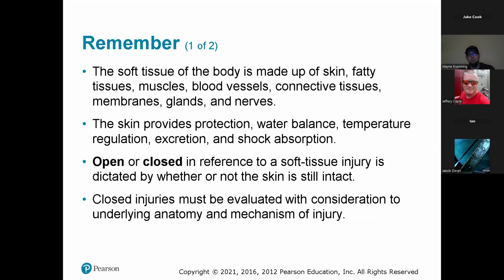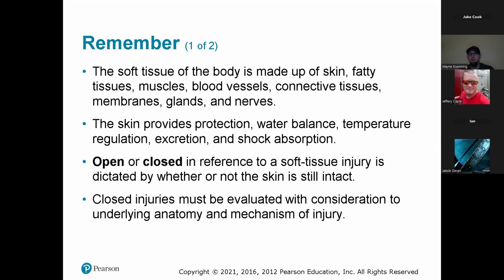Soft tissue is basically everything from the bones out and most of your organs. The skin provides protection, water balance, temperature regulation, excretion, and shock absorption, i.e. padding. Open or closed in reference to a soft tissue injury is dictated by whether or not the skin is still intact. So if there's bleeding, it's open.